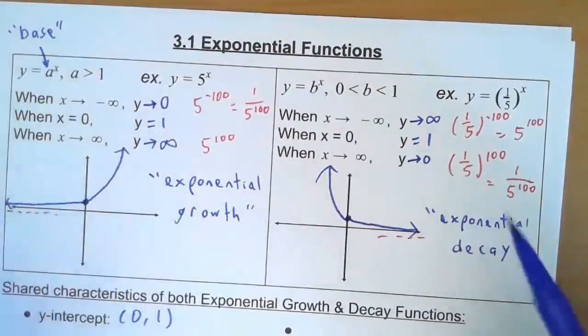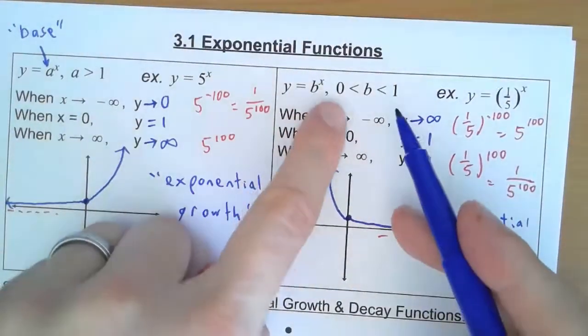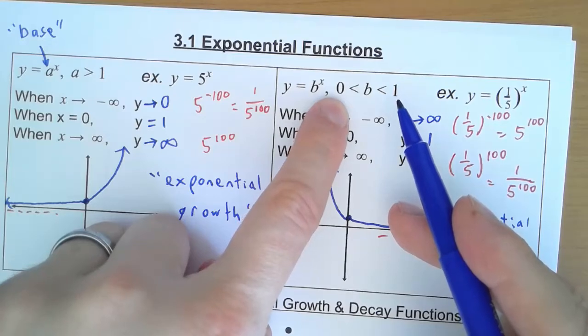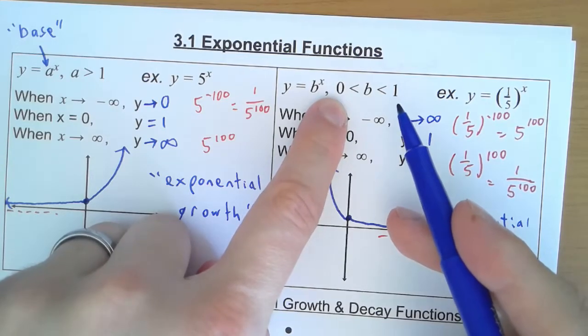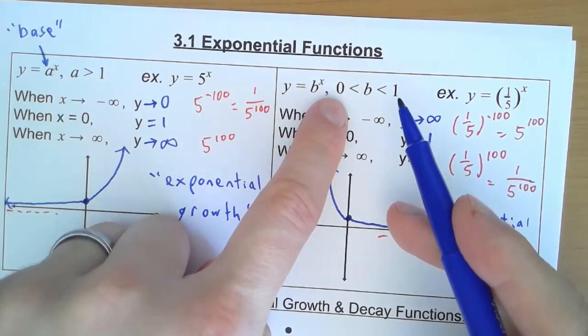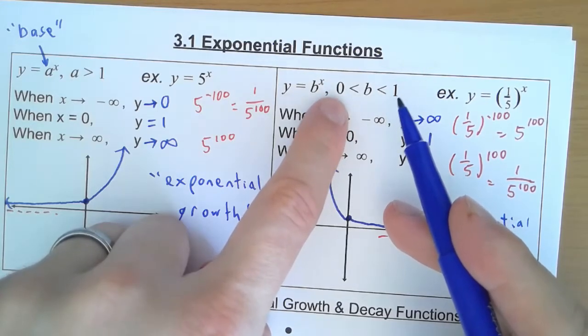Notice there's a few bases that we left out. If the base equaled 0 or 1, 0 to any power is 0, 1 to any power is 1. So if the base was 0 or 1, it actually wouldn't be an exponential function. It would be just a constant function, a horizontal line.